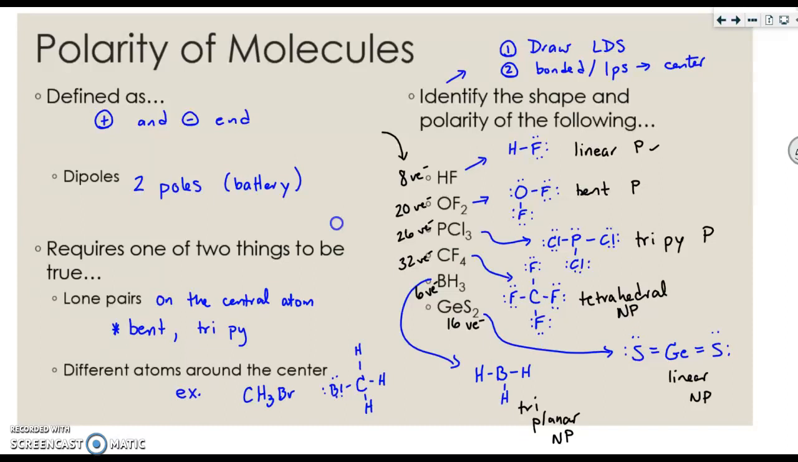The next ones, if you drew them properly, should have been okay. As you can see, this has two things bonded, and it has two lone pairs, so it's bent. This has one lone pair, and three things bonded, so on and so forth. It is important to remember that BH3, B is an exception. It only wants a total of 6 dots. And because everything around the center is the same, it's non-polar.